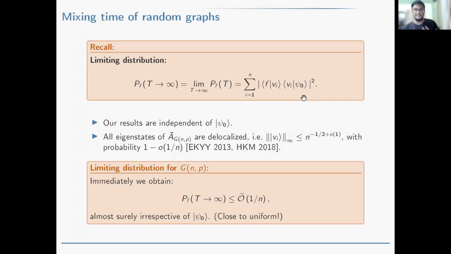And then this is just a sum of probabilities. So what you get is that the limiting distribution, p_f of t as t goes to infinity, is O tilde of 1 over n. In that sense, the limiting distribution is very close to a uniform distribution. It doesn't matter where you start from. Irrespective of where you started from, you converge to a uniform distribution.